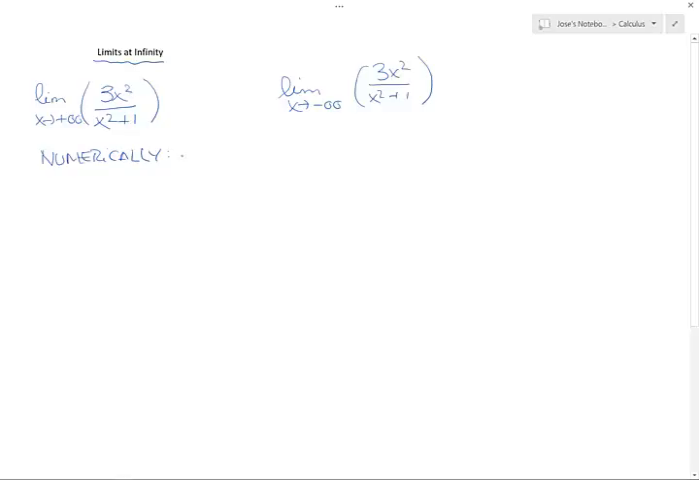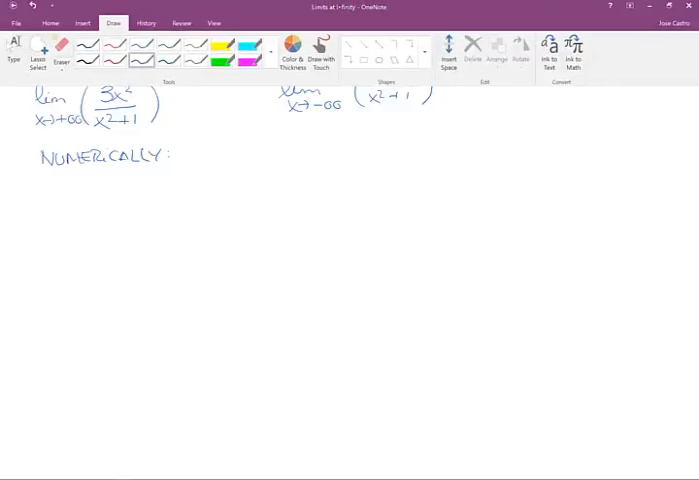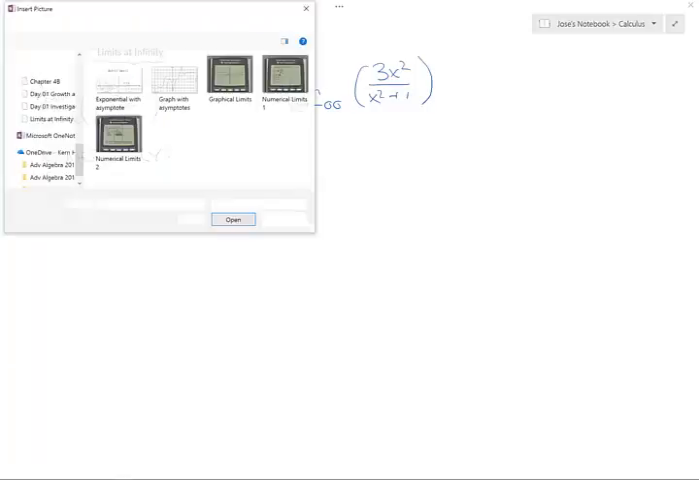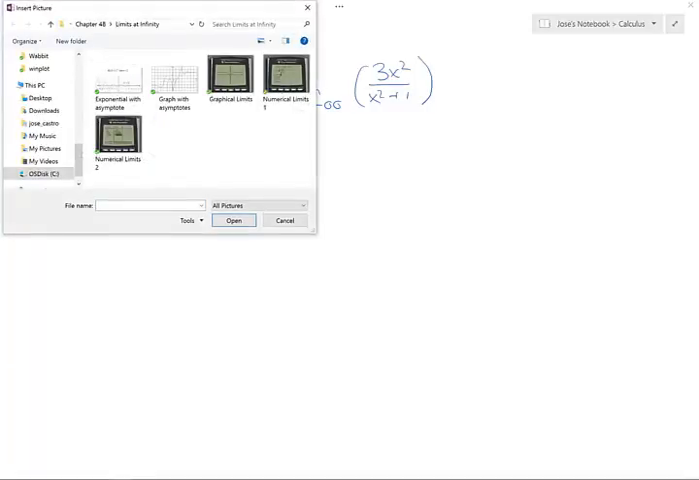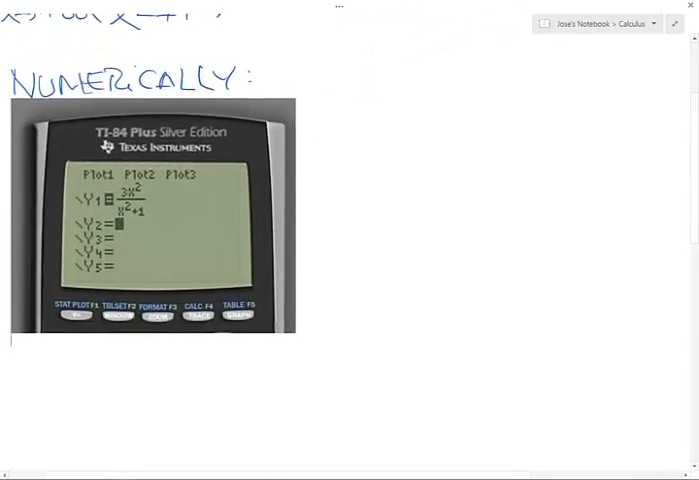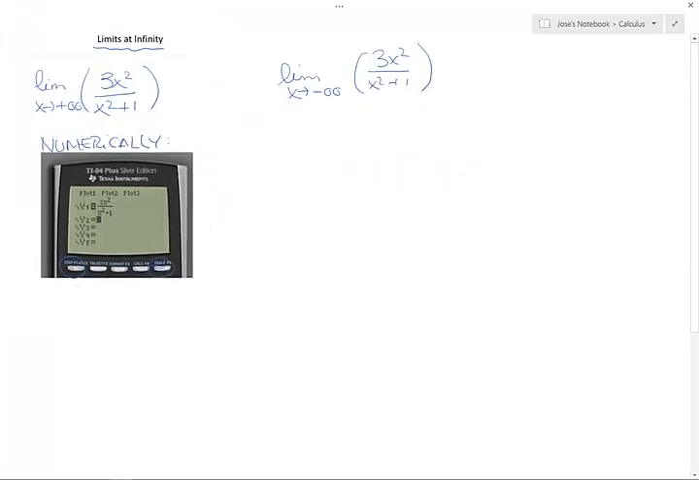Numerically and graphically, you're going to probably rely on your graphing calculator. Since I don't have a graphing calculator here, I'm going to call up some pictures that I already took. I'm going to start by showing you what you would have to enter into your calculator: the function 3x squared over x squared plus 1, entered into y equals 1. Then you can go into the graph, or into the table to see what it looks like. So I'm going to go into the table, okay?